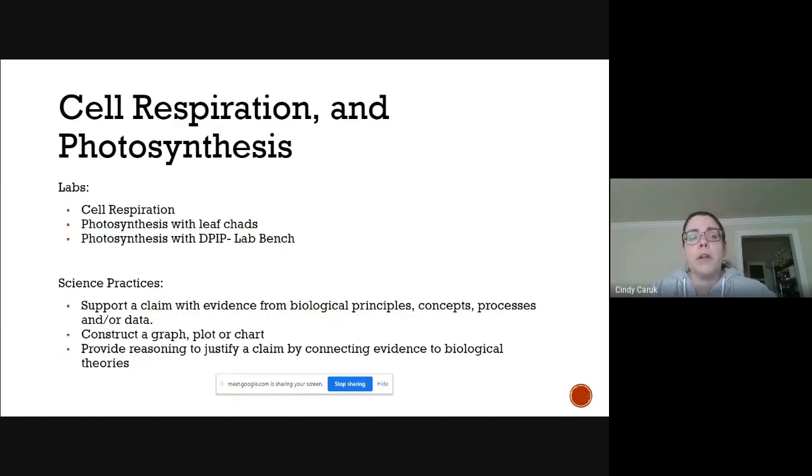All right, our next part is cell respiration and photosynthesis. So if you need to take a break, this would be a good part to take a break and come back. Okay, the last was the cell respiration lab. That was with the seeds. So germinating versus non-germinating, type of seed, temperature. Those were all different variables that you could have looked at.